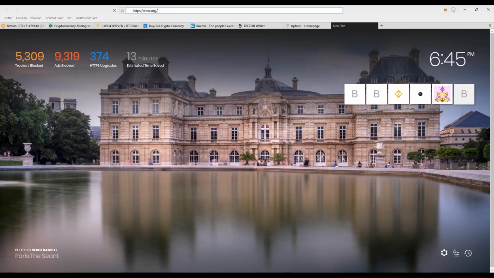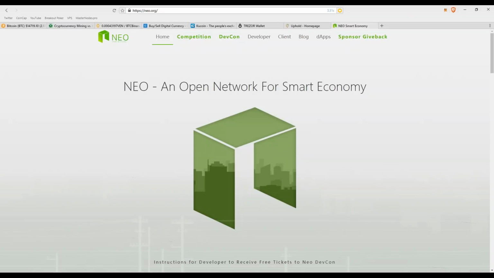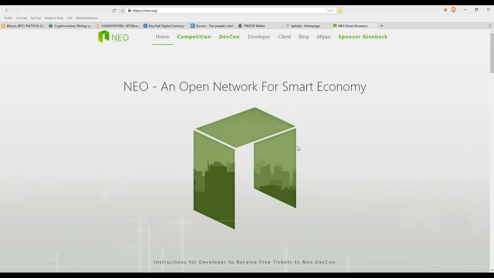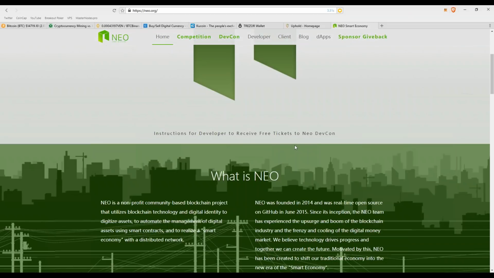So NEO is essentially, from what I understand, again, I can't spend all my time researching everything, but it is essentially a smart economy open network contract system for China. And I could be way wrong, and somebody could gladly inform me and correct me on that, but that's the gist that I get of that.